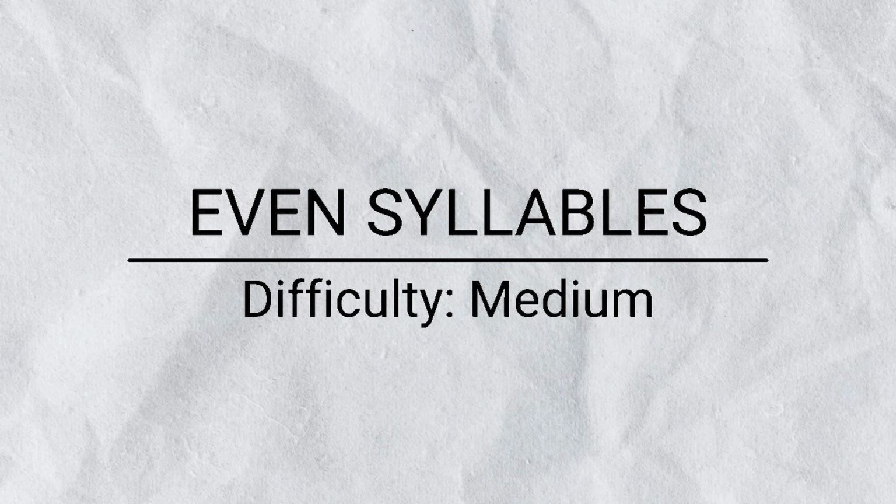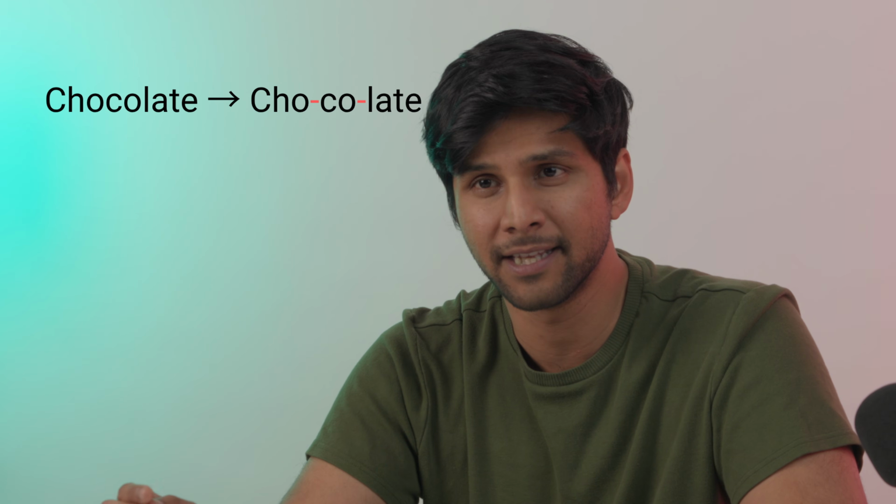Step 4. Even syllables. Italian is a syllable-timed language, which means that every syllable gets an equal amount of time. Unlike in general American where we might shorten some syllables and elongate others to put the stress on one part of the word or the other, in Italian, that's how you get that musical quality, because the intonation is maintained. For example, chocolate becomes choc-o-late.